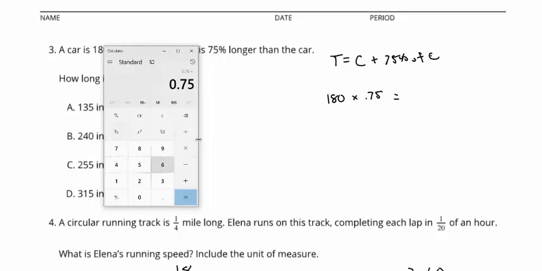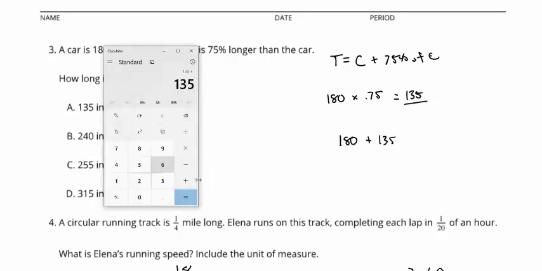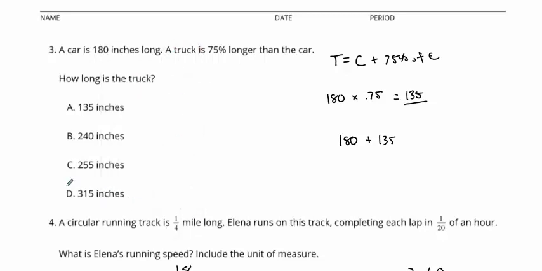0.75 times 180 is 135. So the car's length is 180, and the truck's length is 75% longer, and 75% is 135. So 180 plus 135 is 315 inches.